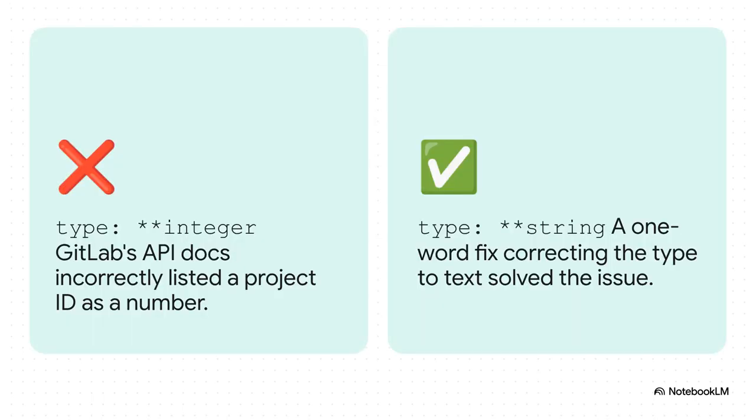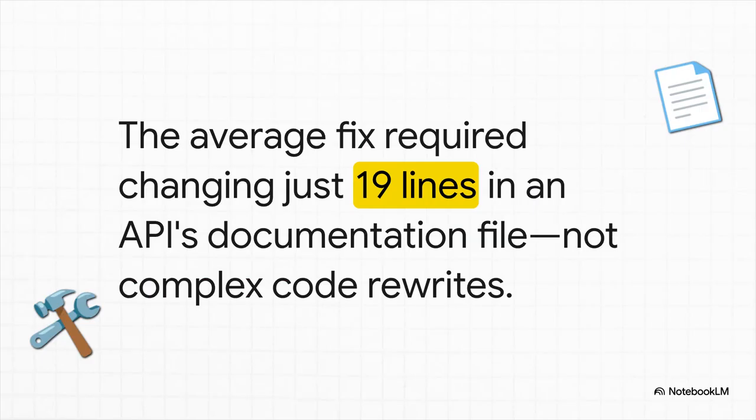And when I say the fixes were simple, I mean they were really simple. Look at this example from GitLab's API. The documentation said a project ID was a number, an integer, but it was actually text, a string. Changing one single word in the documentation file fixed the entire problem. A typo. A typo was breaking the automation. And get this. Across all the tools that initially failed, the average fix only required changing about 19 lines in the documentation file. We are not talking about complex programming or rewriting code. We're talking about the equivalent of fixing a few typos in an instruction manual.